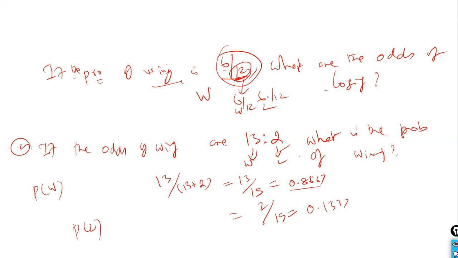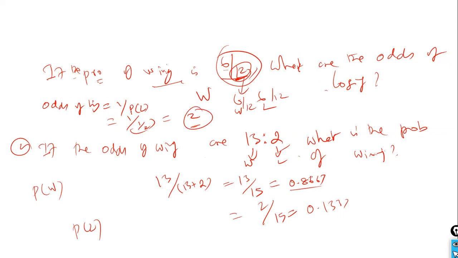Odds of losing here, with 6 out of 12, right? The odds of losing is equivalent to 1 divided by the probability of losing, right? So 1 divided by 2, and the 2 goes up, so 2 divided by 1, the 1s cancel, and 2 comes. Therefore the odds of losing are 2 here. The odds of losing are 2 here, okay?